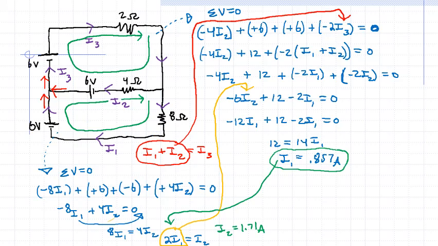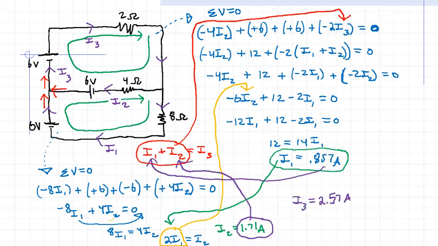Place this into here, I get 1.71 amps for I2. So here is I2, which is going this direction, and that works out. The signs work out, so it is 1.71 amps going that way. And then finally, I3 is 2.57 amps, and it is going in this direction. So we've got that in there.